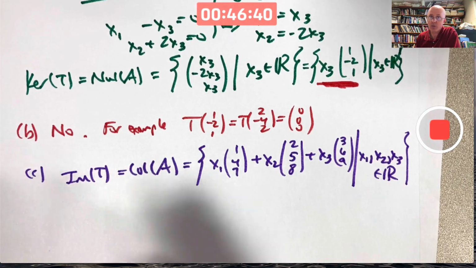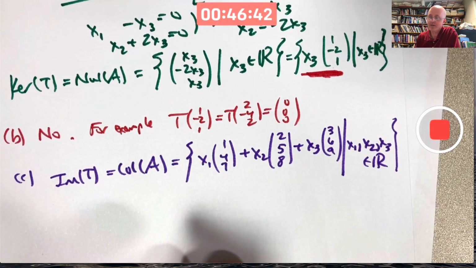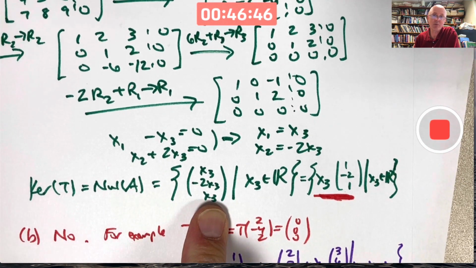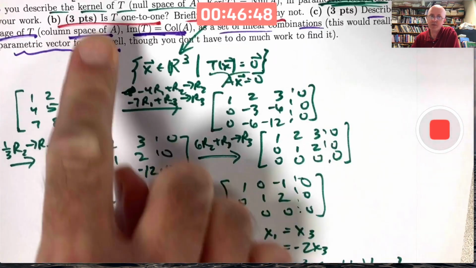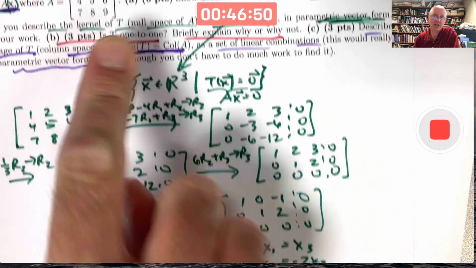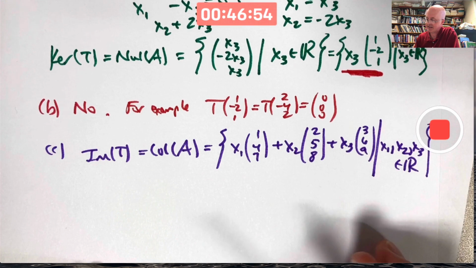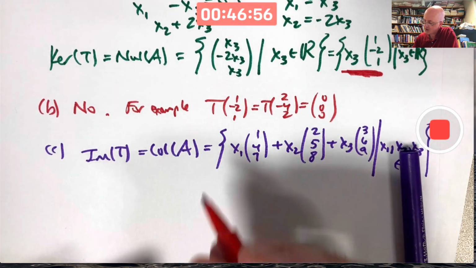Typically what's going to happen is it will be all of R3, but because the kernel was non-trivial, it included more than the zero vector for this 3 by 3 matrix, it's going to turn out that this is actually not three-dimensional. It's a two-dimensional subspace.